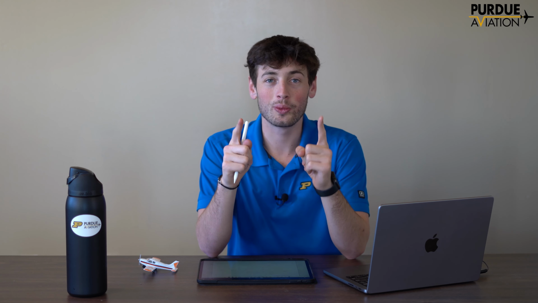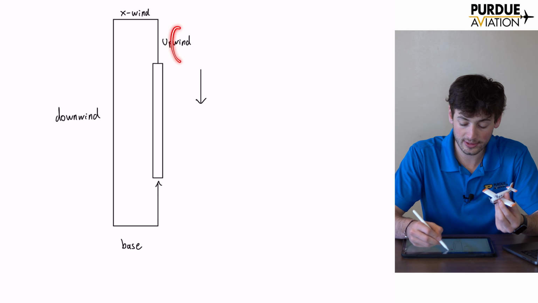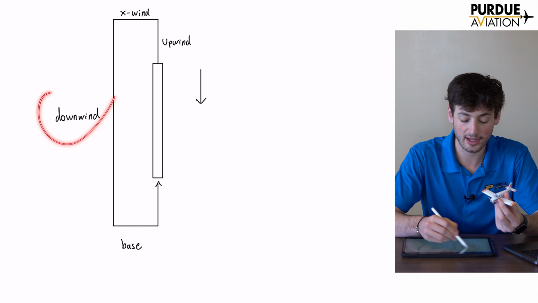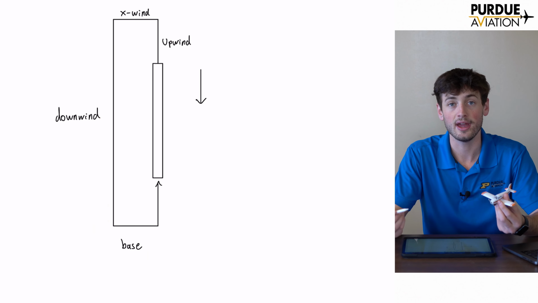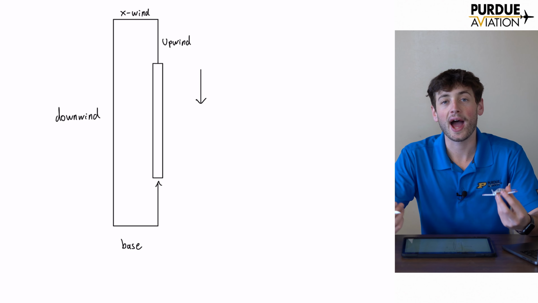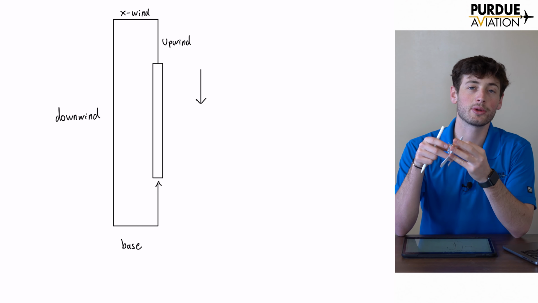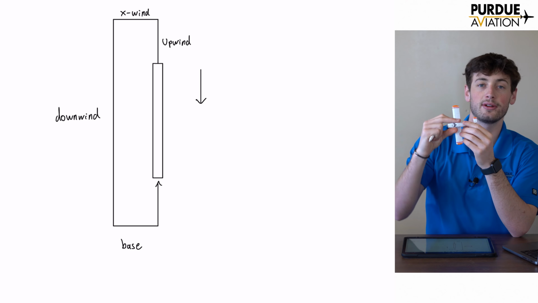And today, we are going to talk about pattern entries into uncontrolled airports. So to review once again, we've got the upwind leg, the crosswind leg, the downwind leg, and then the base leg. And we use these to stay in the pattern, right? But how do we get into the pattern? If we're not starting from the ground where we can just take off and stay in the pattern, how do we get there?